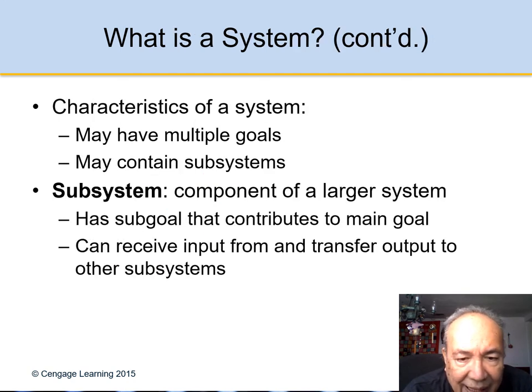So, what are the characteristics of a system? They may have multiple goals, may contain subsystems, components of larger systems, like other subsystems. You have storage, you have a program. Facebook is a subsystem, has a sub goal that contributes to the main goal. It can receive input and transfer output to other subsystems.